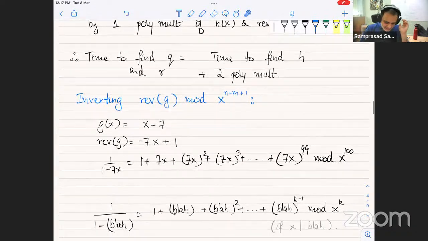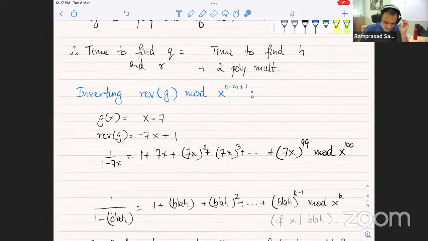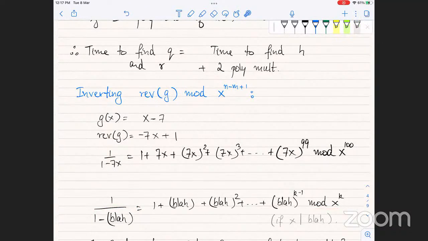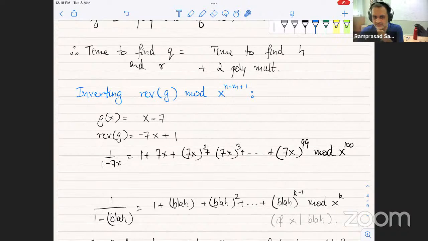So in general, whenever you have an expression that looks like 1 by 1 minus blah, and you care about it mod x power k. I have a doubt. Yeah, go ahead. So if you just go through the same proof in ZX, you cannot replace x by 1 by x, right? And do the proof.